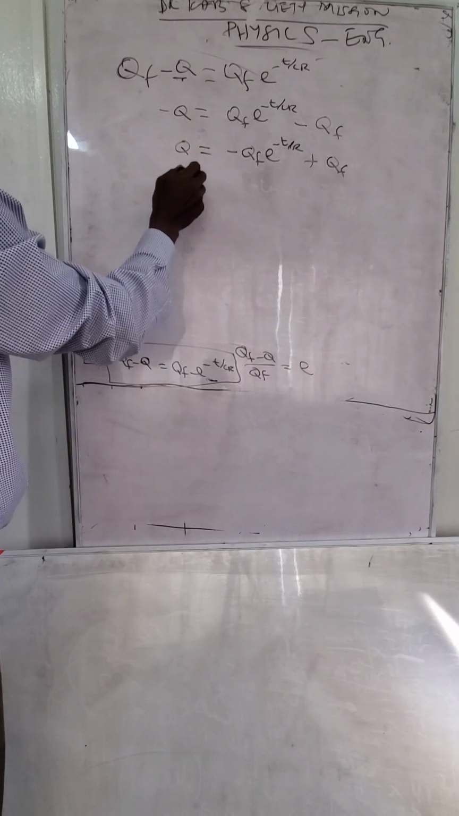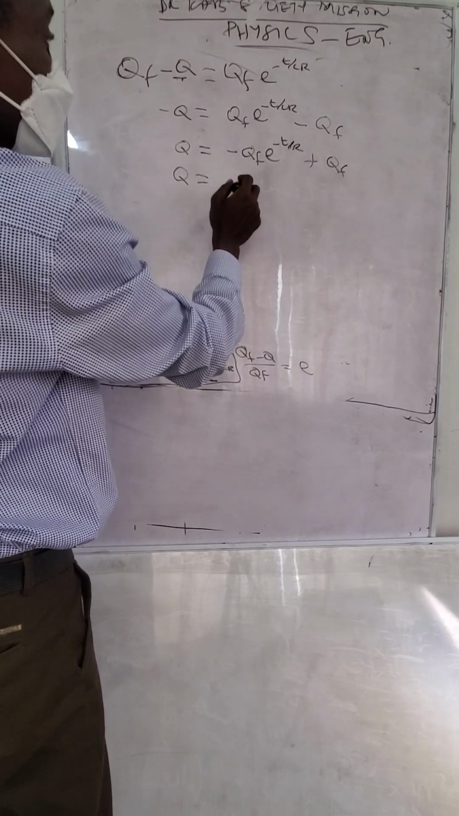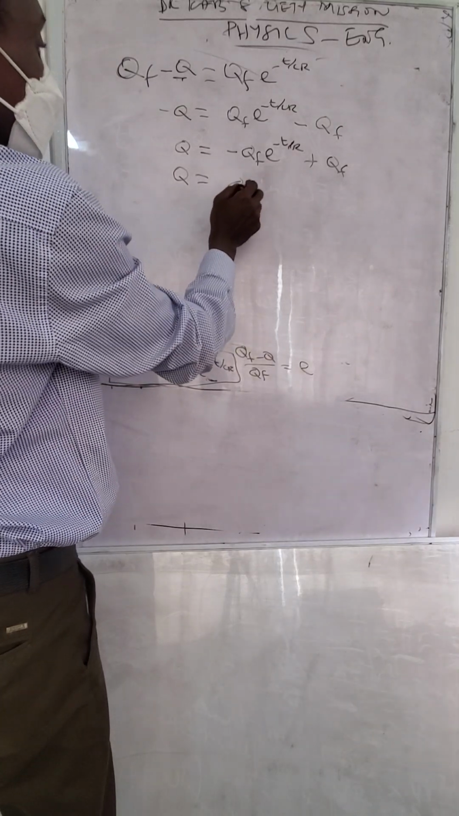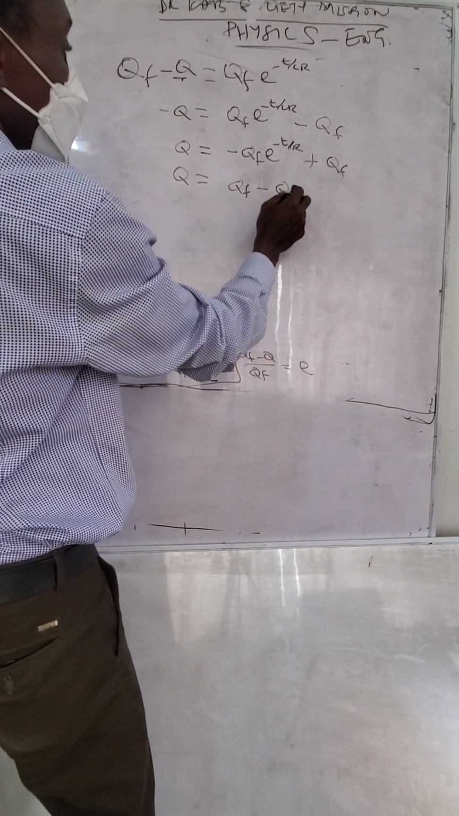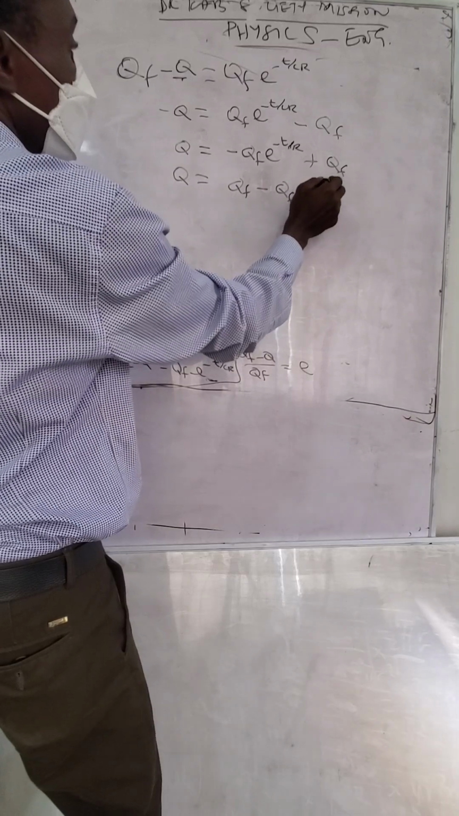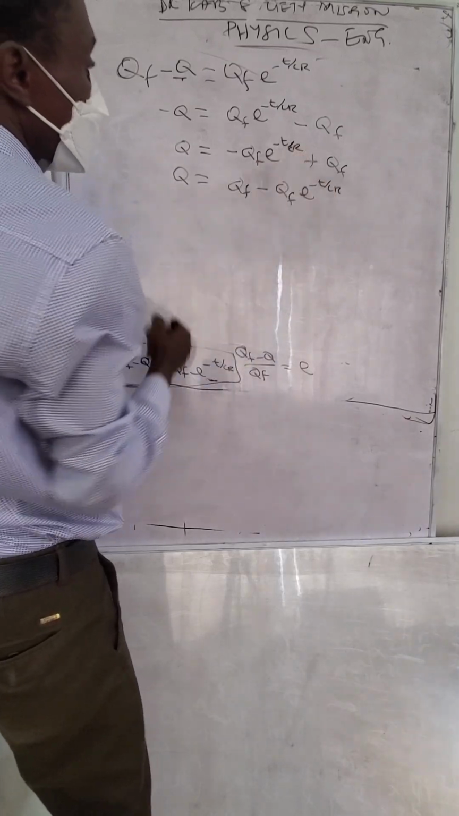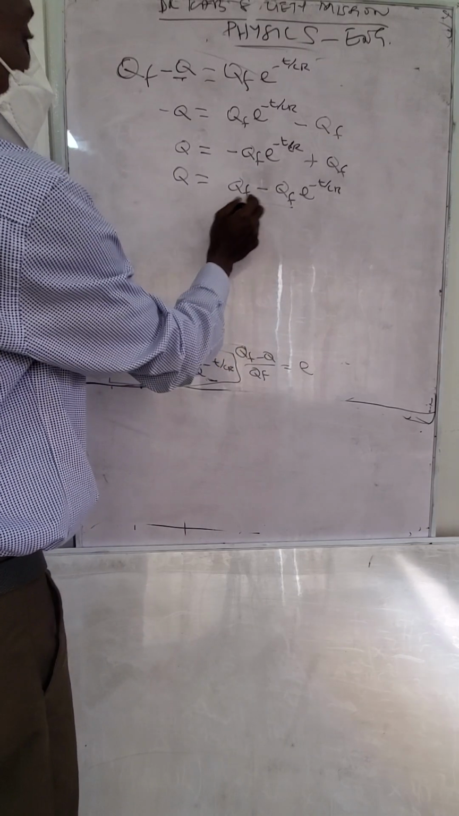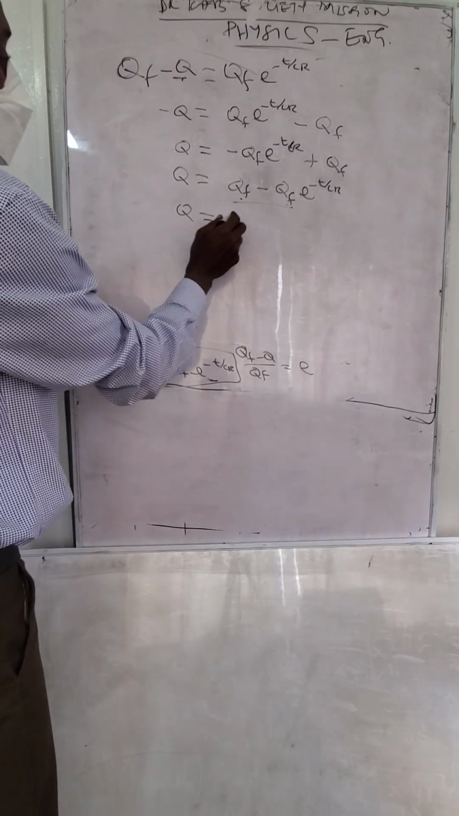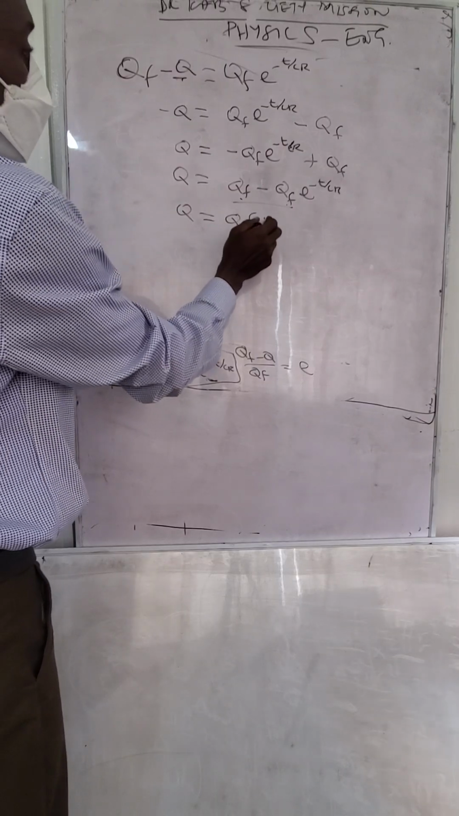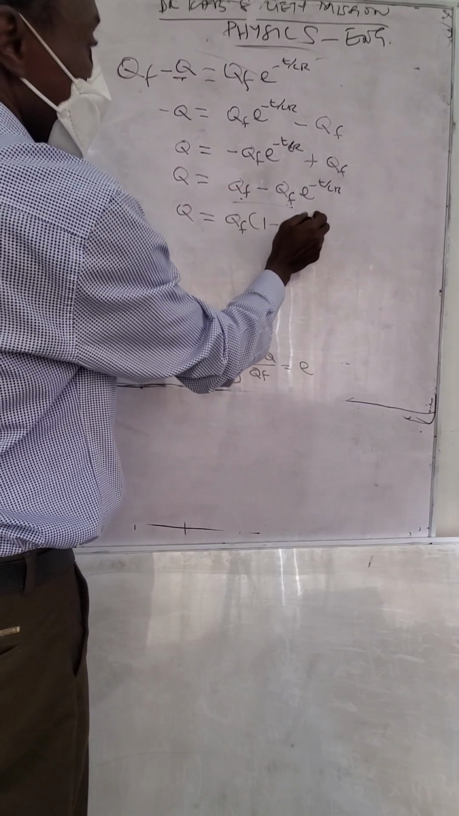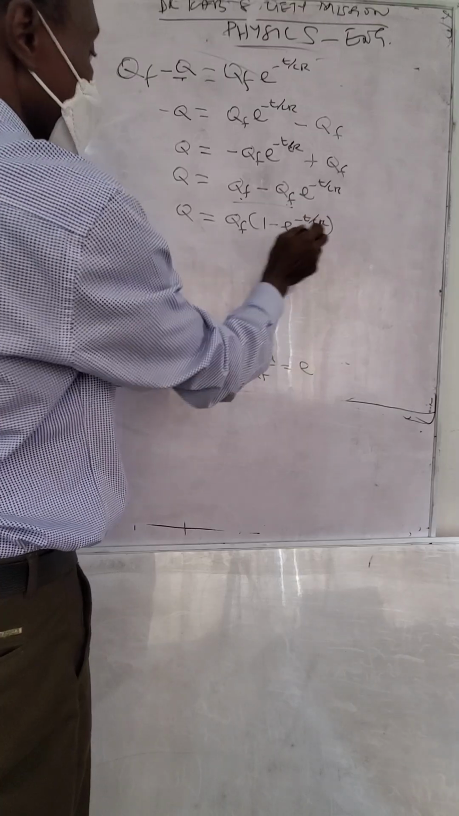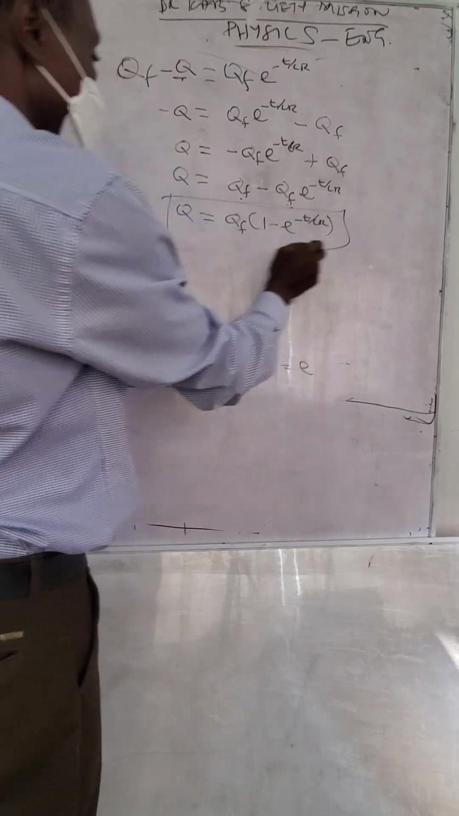Right, so rearrange. So Q will be equal to, let's rearrange. If you rearrange, you get QF here minus QF here E T CR. CR is done. Right, so we are done. We can simplify this here too. So we can come to Q is equal to Q final out 1 minus E T CR. This is the equation that we are after.